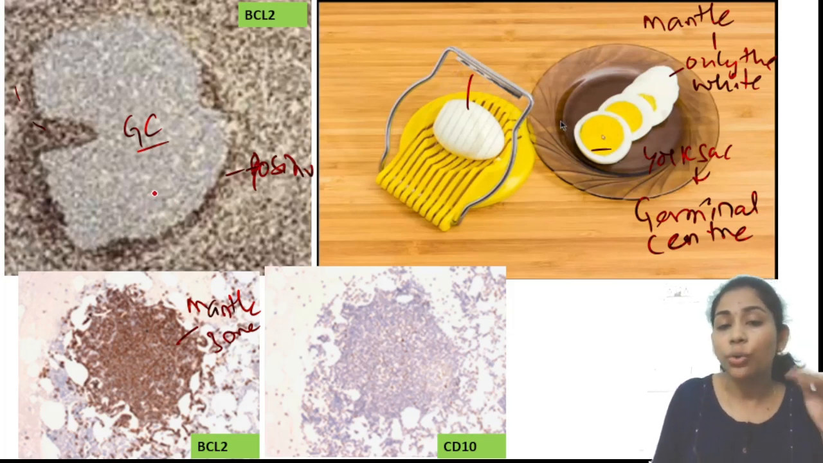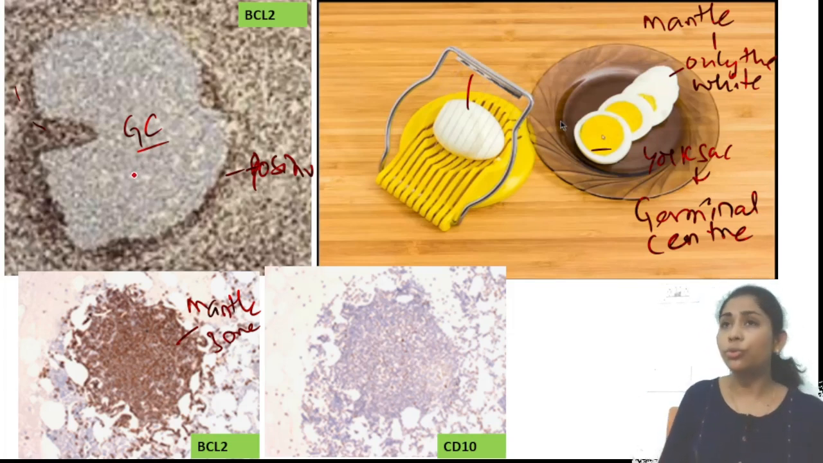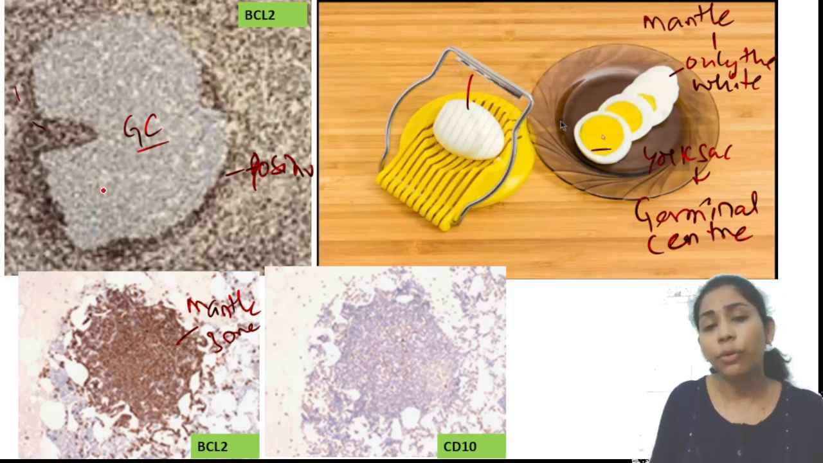So just if you see the BCL2, don't jump and tell it as follicular lymphoma. No, never. It might be a normal mantle zone. In the subsequent sections, you can see the germinal center coming up. But yeah, it's not always possible to go for a deeper section. So how can you avoid that problem?